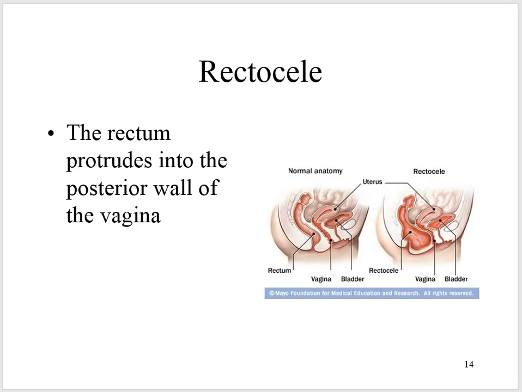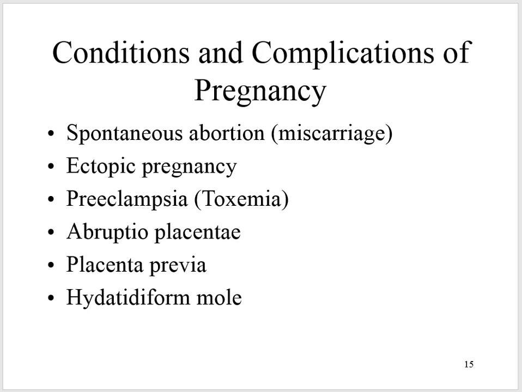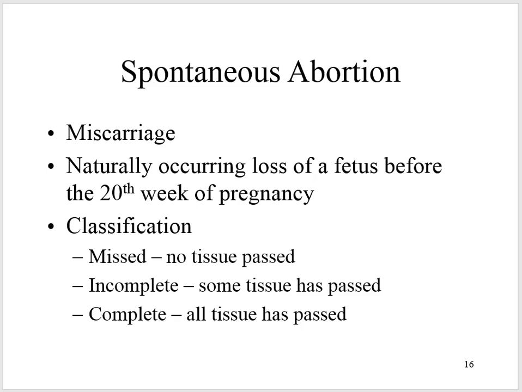A rectocele is when the rectum protrudes into the posterior wall of the vagina. Okay. Now, these are conditions and complications of pregnancy.